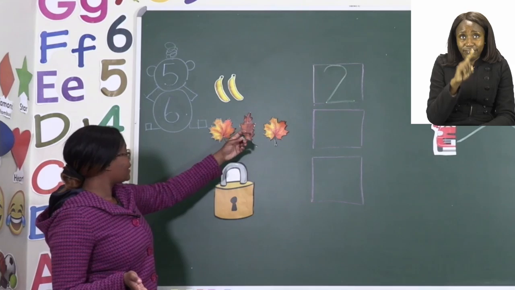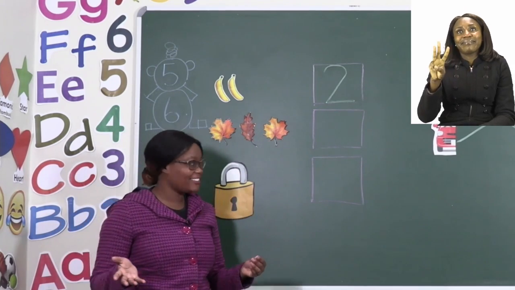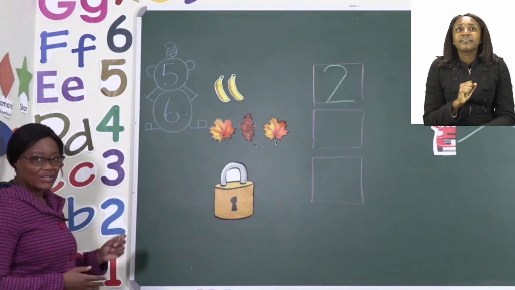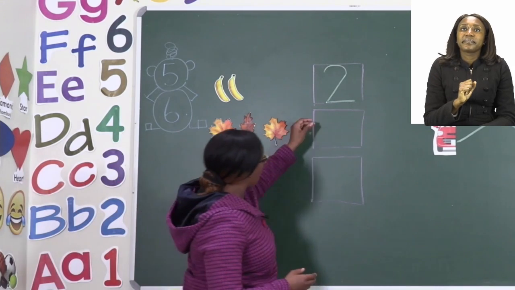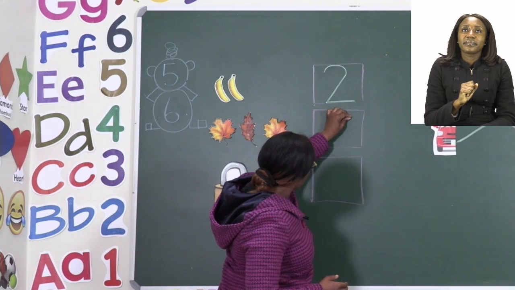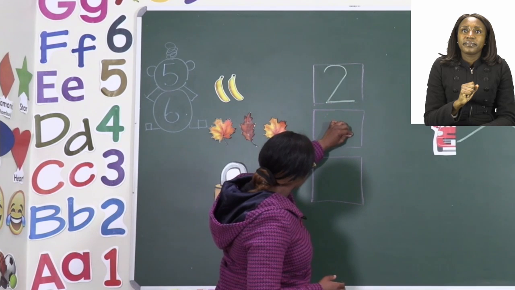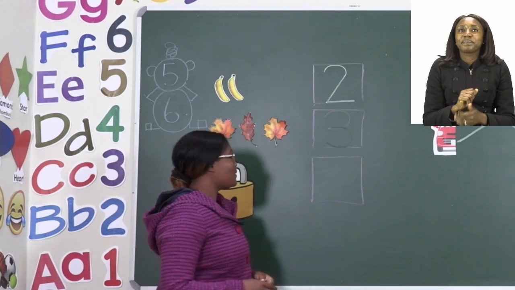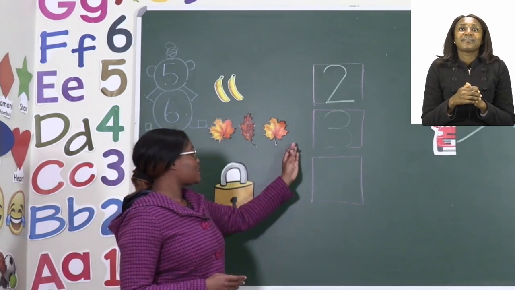1, 2, 3. 3 leaves. So we need to write the number 3, and that's the one we're going to write. Let's start. We go up and round and across and round, making sure we have filled the whole box. Well done, everyone. So we said there are 3 leaves.